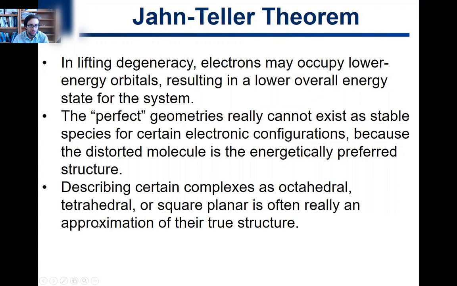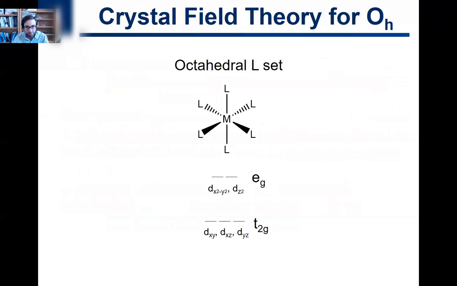And so, just a general related point: describing complexes as octahedral or tetrahedral or square planar is oftentimes an approximation of their true structures. Sometimes it's a very good approximation, and you can run through all the group theory analysis, run through all the spectroscopy, and see how it all ties together, and it'll make pretty good predictions. But usually, for certain cases, there are some slight distortions that occur, okay?